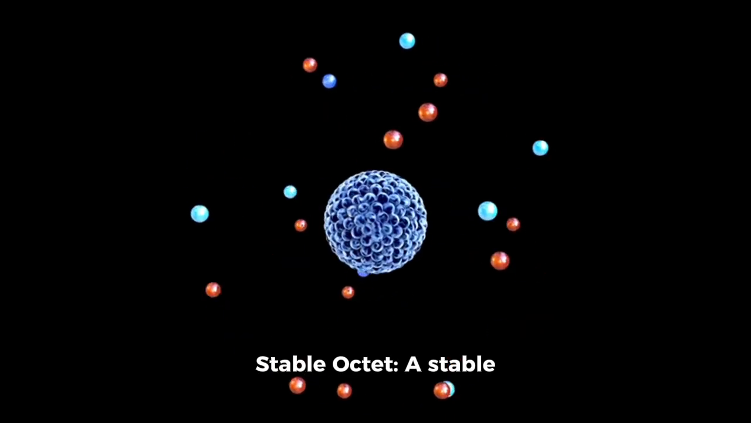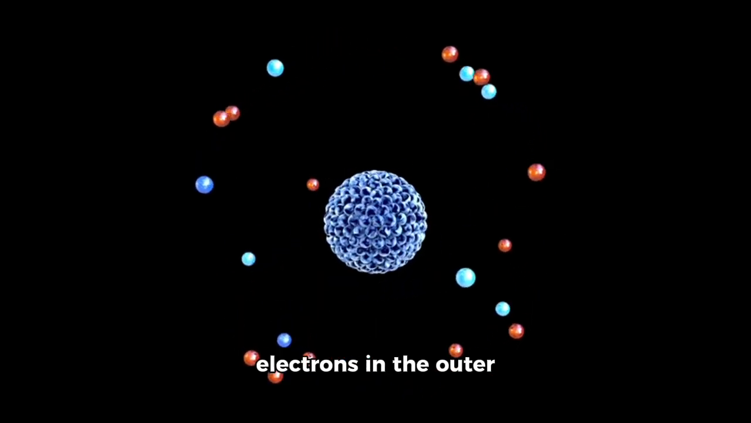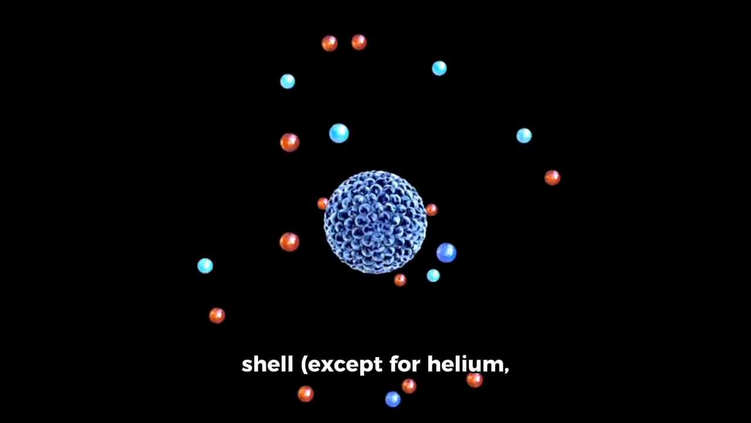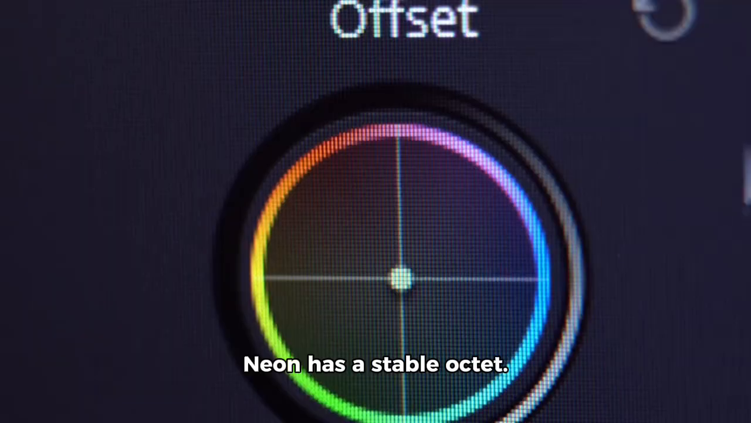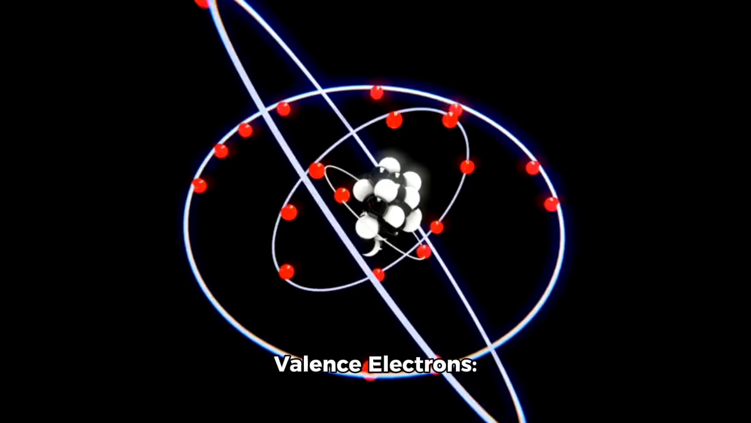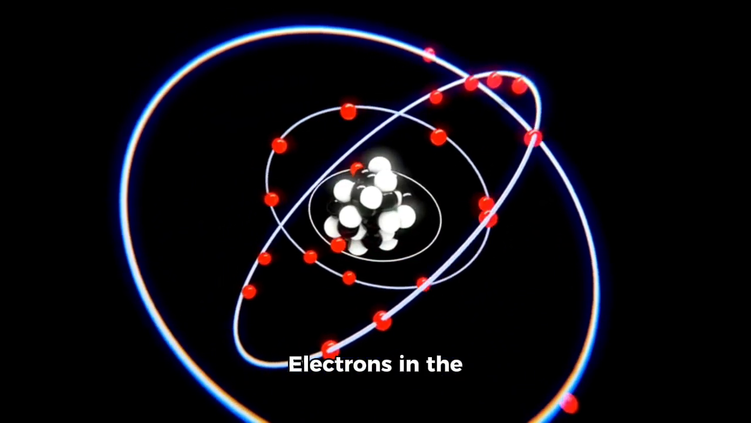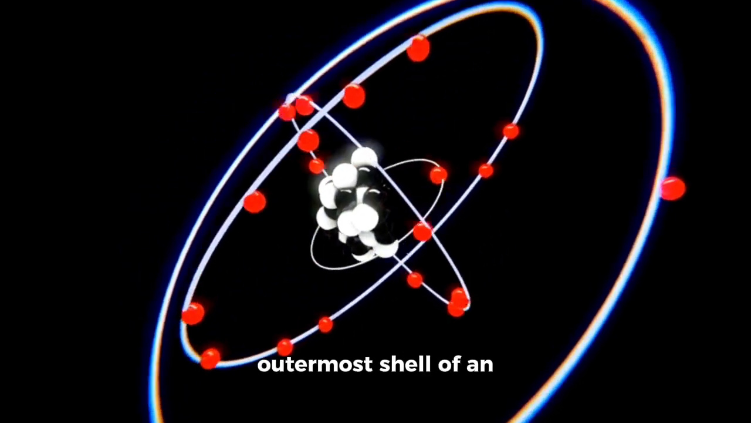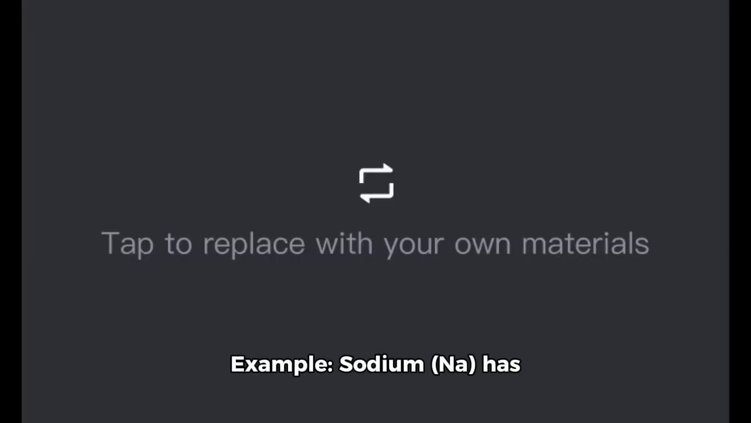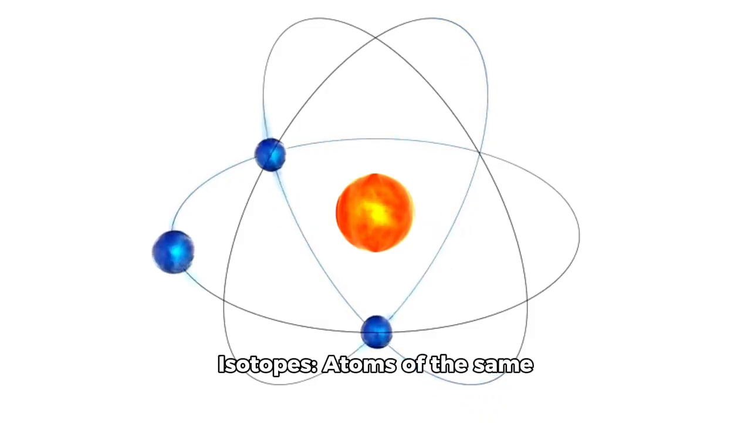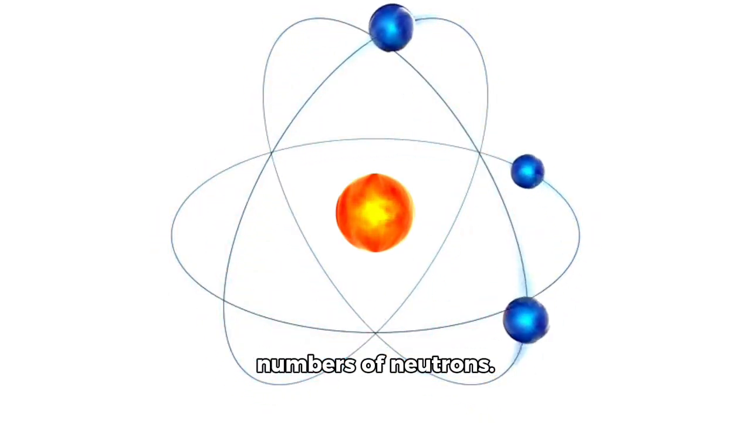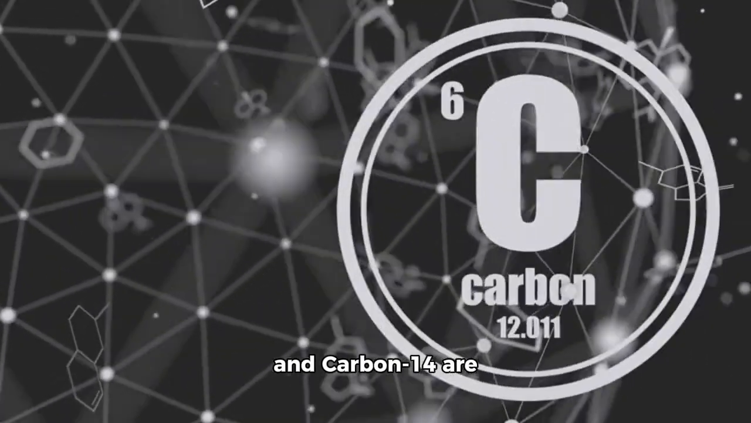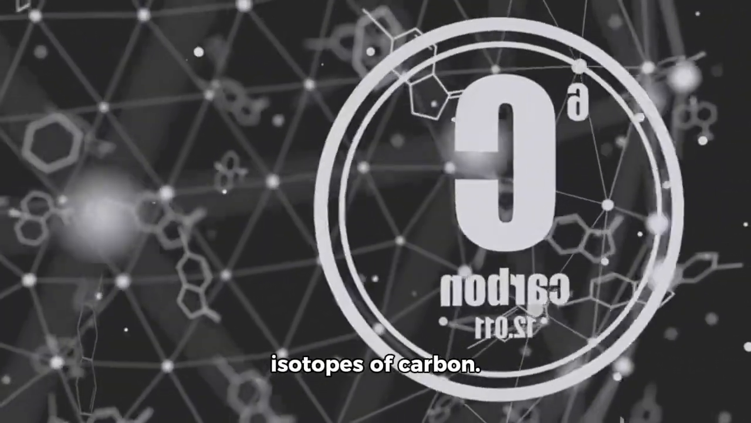Stable octet: a stable configuration of 8 electrons in the outer shell, except for helium, which is stable with 2. Example: neon has a stable octet. Valency electrons: electrons in the outermost shell of an atom involved in bonding. Example: sodium Na has 1 valency electron. Isotopes: atoms of the same element with different numbers of neutrons. Example: carbon-12 and carbon-14 are isotopes of carbon.